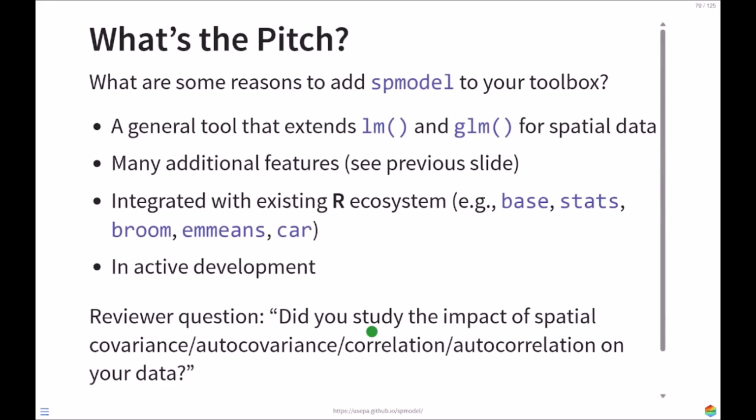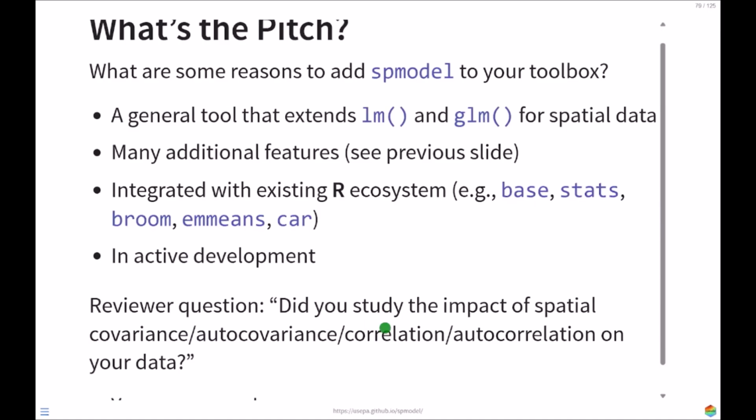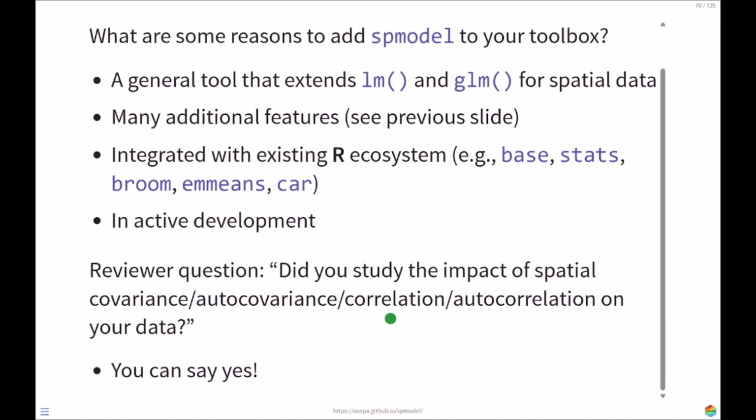So what's the pitch for spmodel? What are some reasons to add it to your toolbox? Fundamentally, it's a really general tool that extends lm and glm for spatial data. There's lots of additional features to capture different nuances of the research question that you're asking. It's integrated with the existing R ecosystem, so the base and stats R packages, as well as broom, emmeans, and car, and it's also in active development. A different type of pitch that I make sometimes to people is if you get a question from a reviewer that says, did you study the impact of spatial covariance on your data? And now you can say yes.